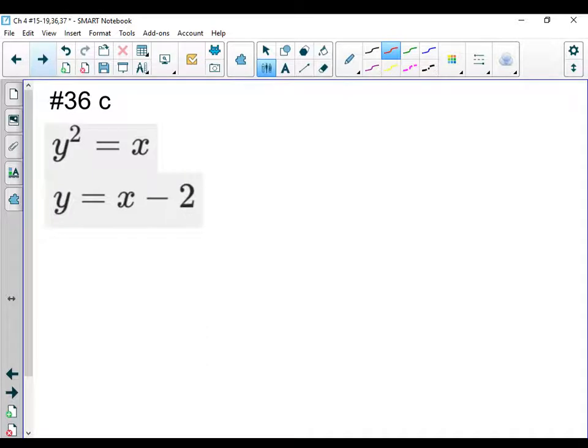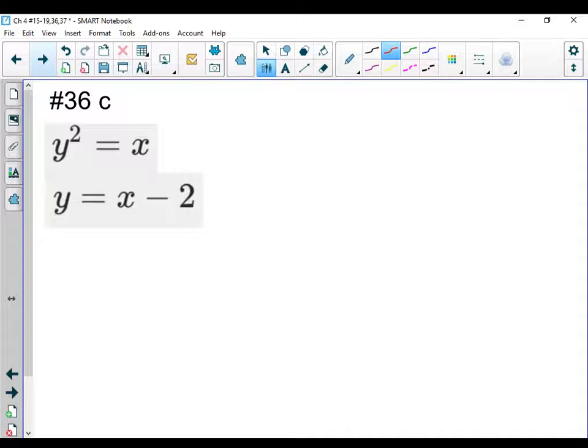Well, then we need to carry that over to situations that we have systems of equations. So in part C on number 36, this is a problem that we have the equation y squared is equal to x, and we have a second equation y is equal to x minus 2. Now, in this system of equations, we have an x and a y. So that means eventually I need to have a solution for the x and the y.